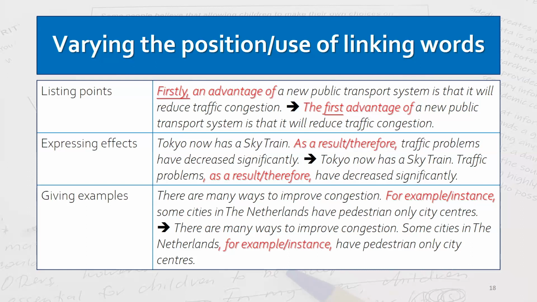Or we can put linking words like as a result, therefore, for example, for instance, after the subject of the sentence, like here, traffic problems, comma, as a result, therefore, comma, have decreased significantly. Or like this example, some cities in the Netherlands, comma, for example, for instance, comma, blah, blah, blah. That's what I mean by varying the position of linking words. We don't just put linking words at the beginning of the sentences, but we can consider moving them within the sentence.